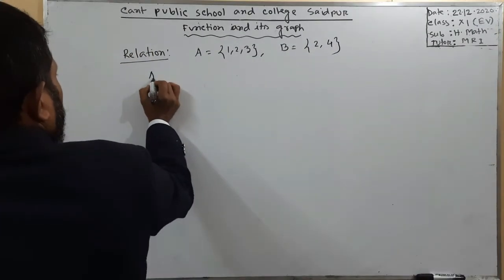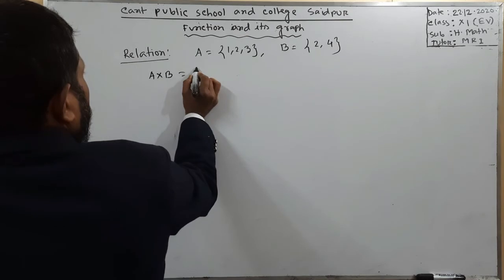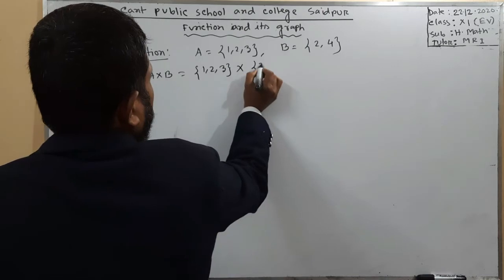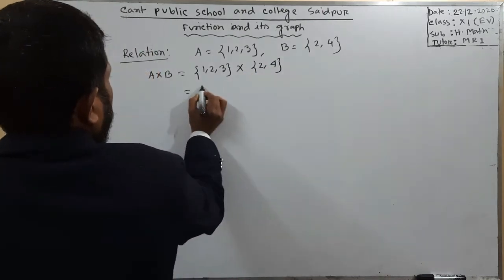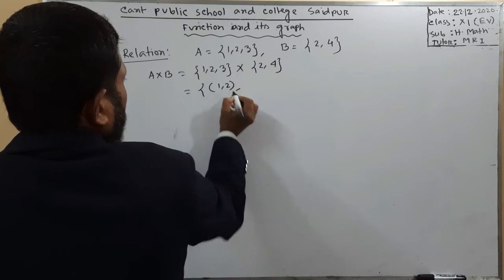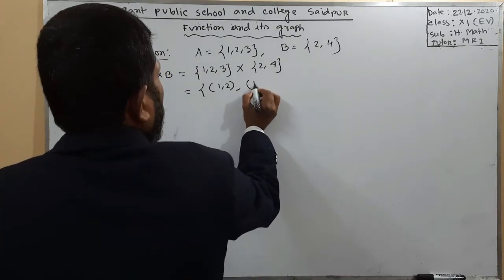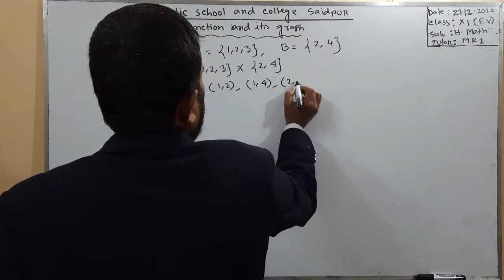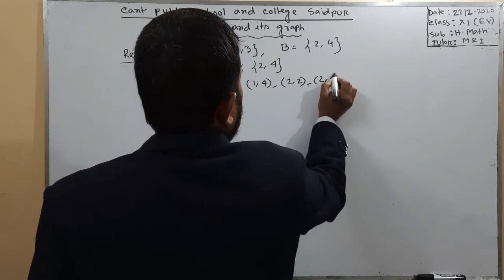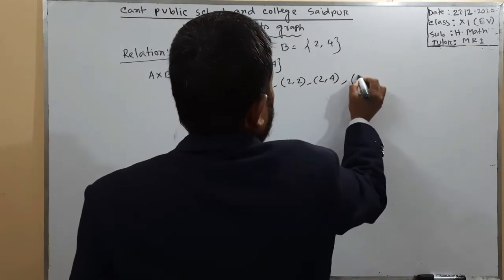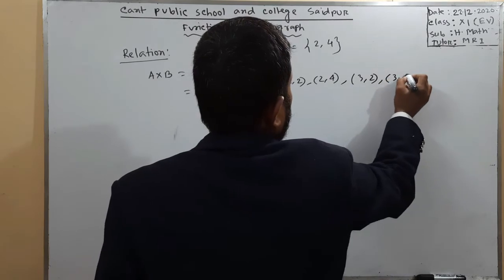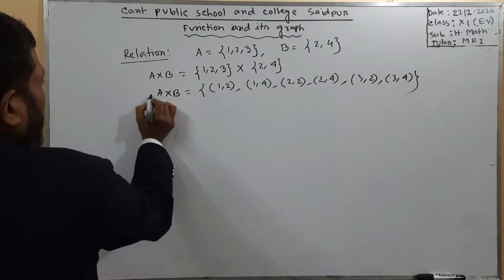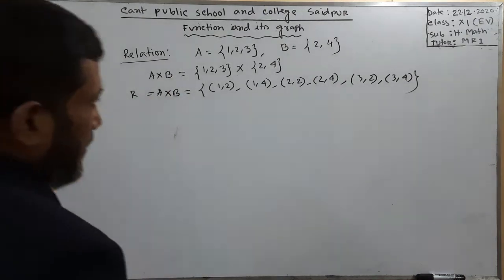So the Cartesian cross product of A and B, with A as 1, 2, 3 and B as 2, 4, we get (1, 2), (1, 4), (2, 2), (2, 4), (3, 2), (3, 4). This is A cross B, or we can write a subset of A cross B.